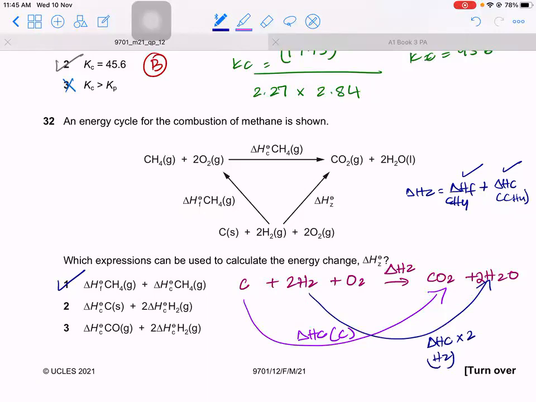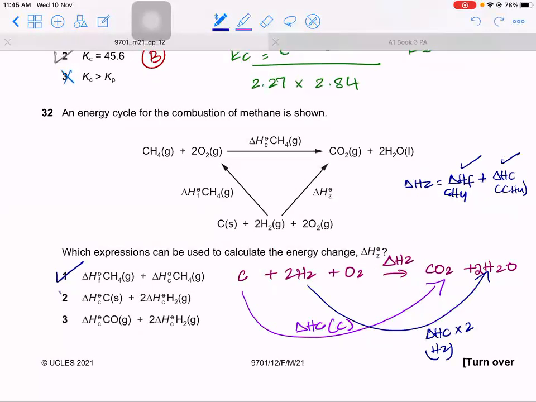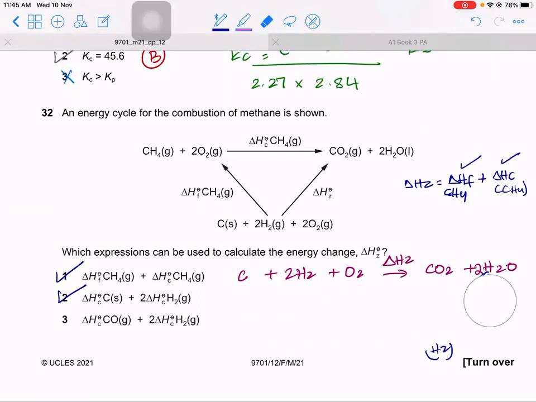That gives you H2O. So can I add these two values to get delta Z? Yes. Clear? Then this is delta Z. They are saying, can you find it? So 1 and 2 are right. Let's see if the other one is right.